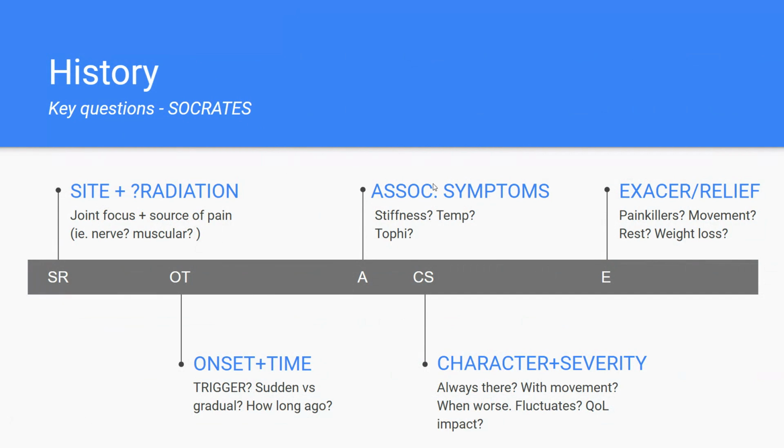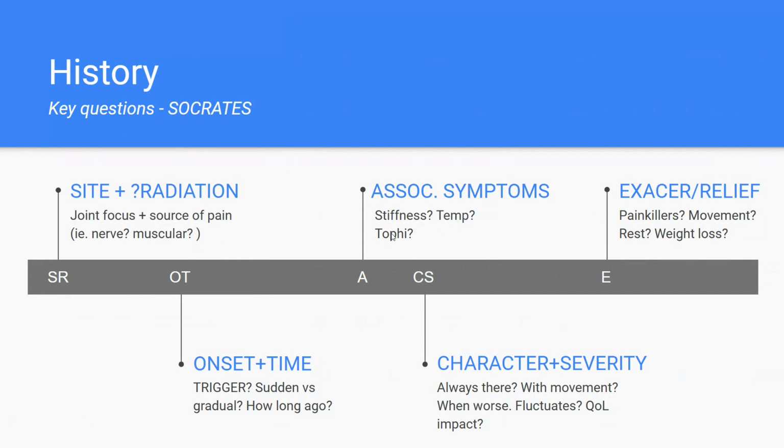You might want to ask about associated symptoms. For example, do they have any stiffness with it? Have they experienced a temperature? Temperature is a very important one to ask about, and not just whether the joint itself feels warm, but whether they've had a generic temperature, because that could help you rule out a red flag like septic arthritis.